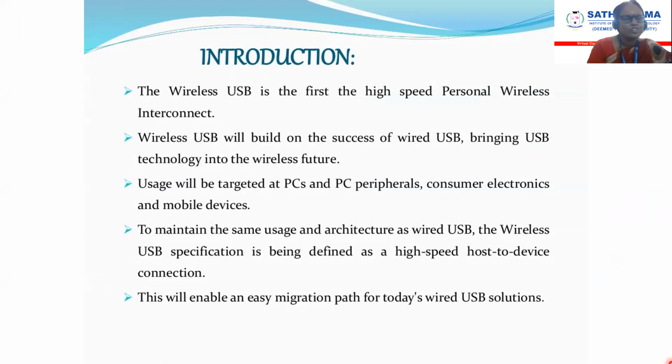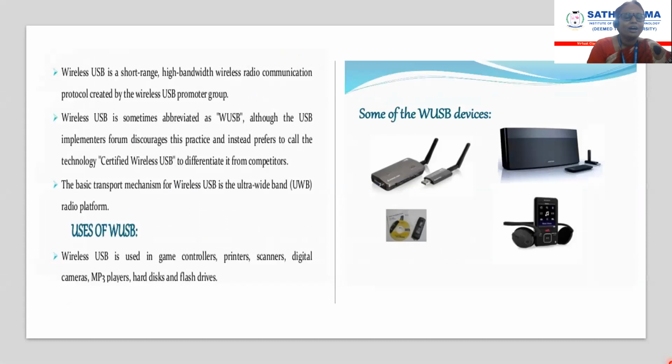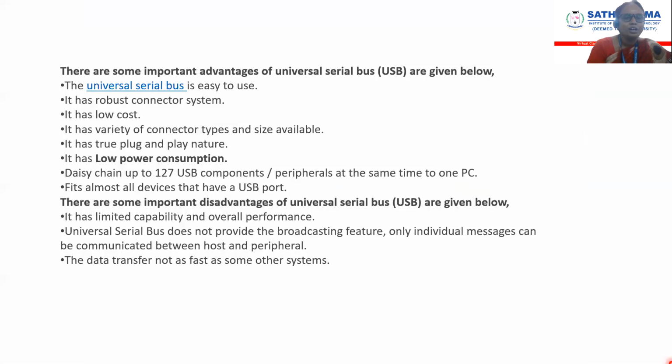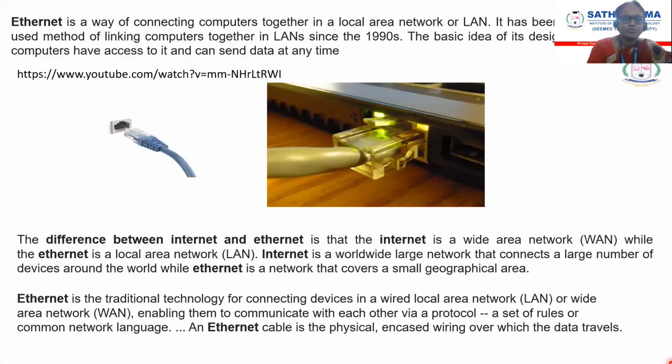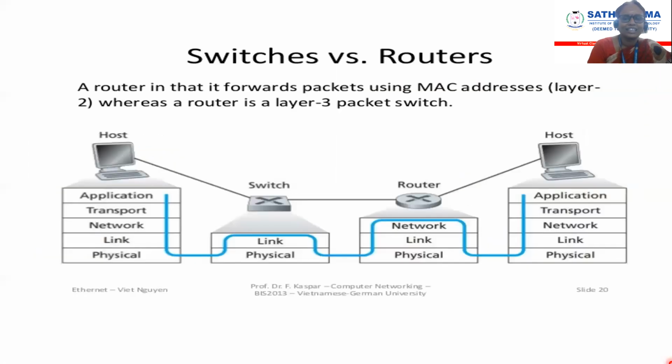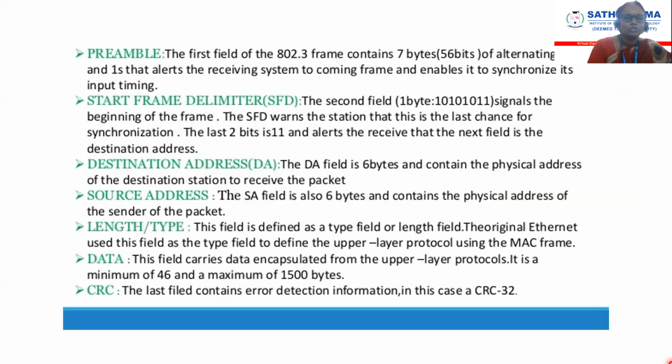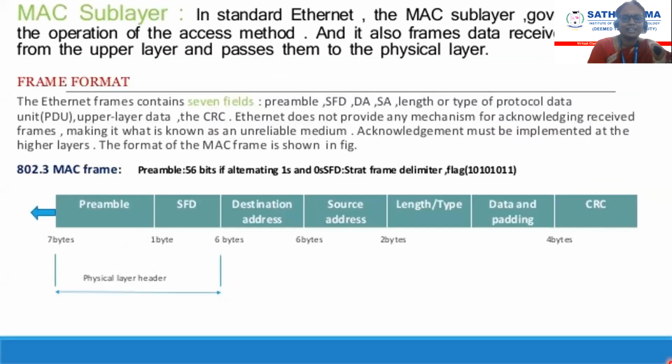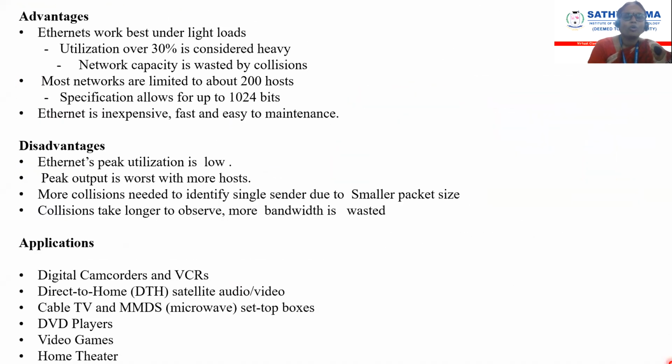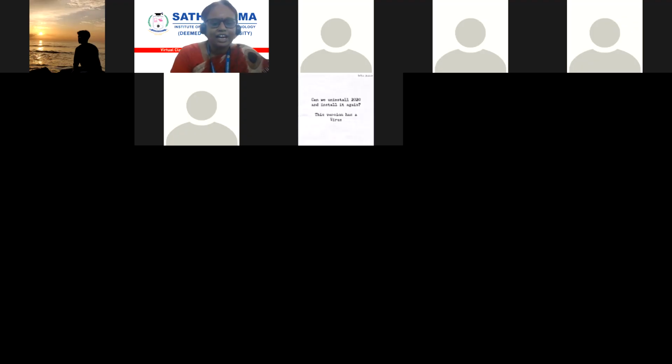Actually, wireless USB is not in your syllabus. For understanding purposes only, I have taught wireless USB and all. That is another advancement in USB. Then Ethernet: what is Ethernet, how it is working. This is the message frame of Ethernet. I will try to reduce the number of slides, and I will try to upload it.